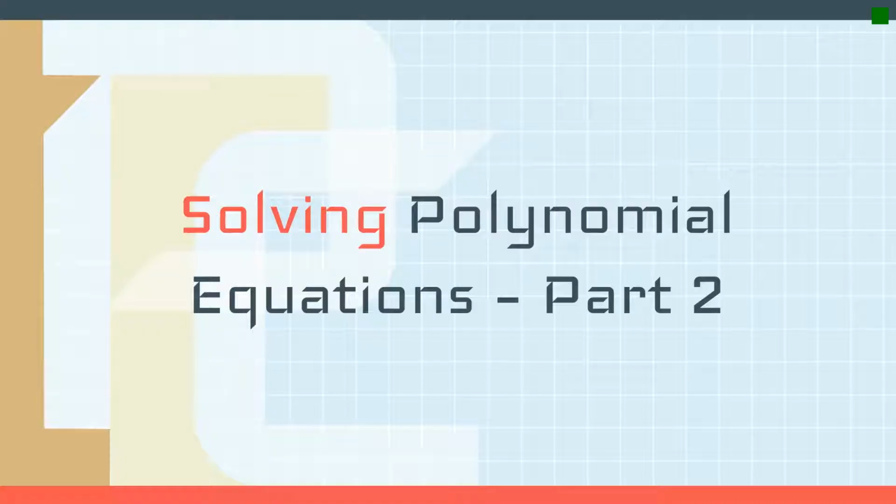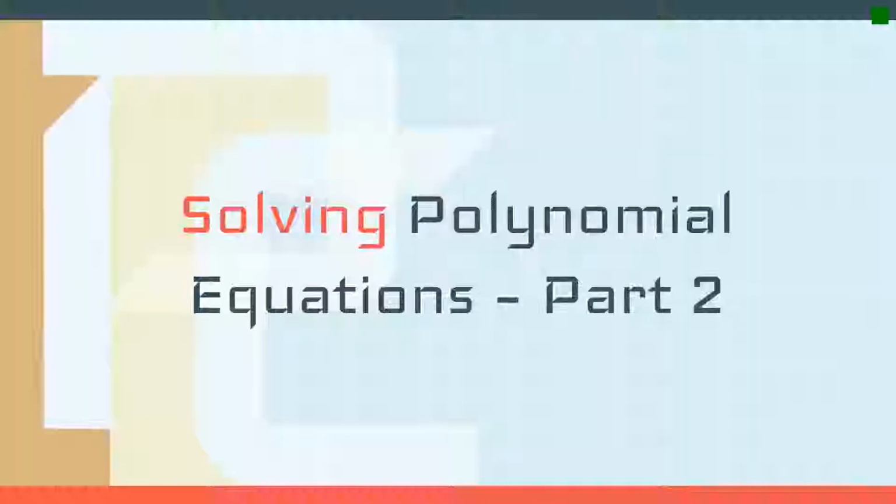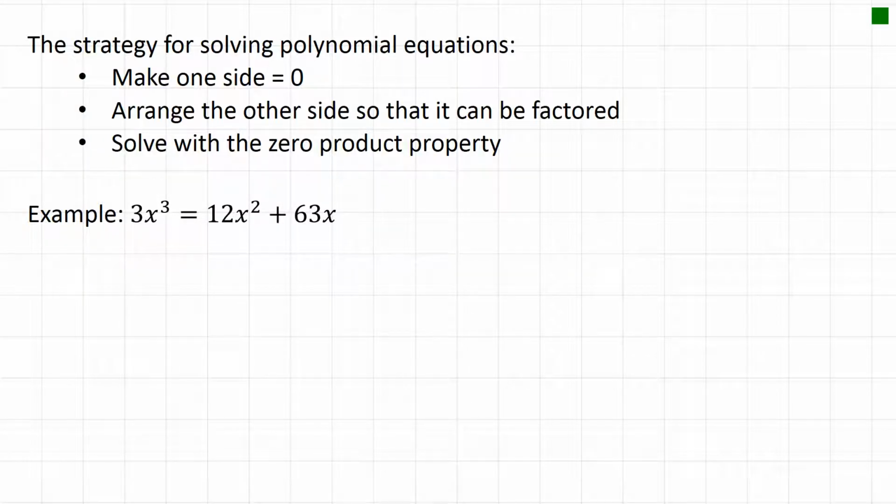Solving polynomial equations, part 2. So our general strategy for solving polynomial equations is this. We want to make one side equal 0. So we move the terms around so that they're all on one side of the equation and one side of the equation is equal to 0. And then we arrange that other side so that it can be factored, and we factor, and then once we have our factored form of the polynomial equation with all on one side and the other side being 0, we solve with the zero product property.